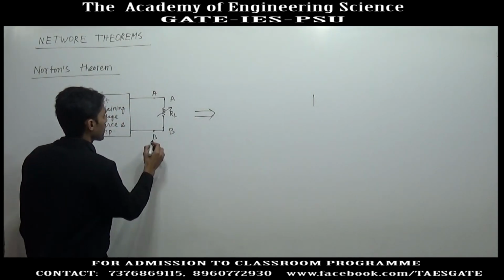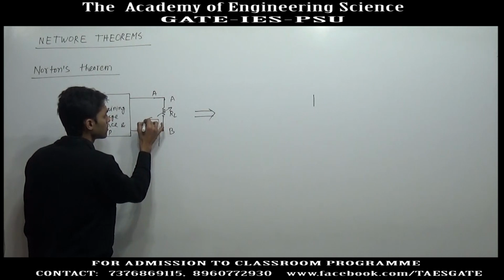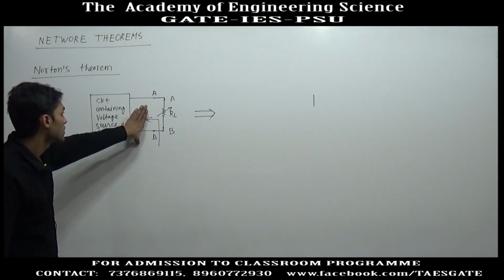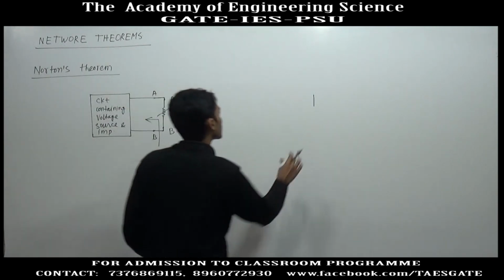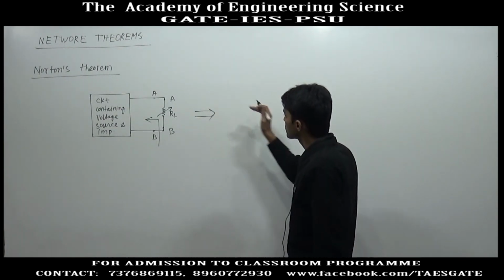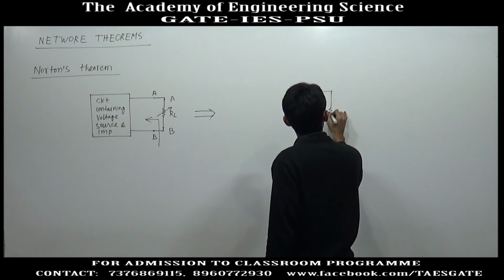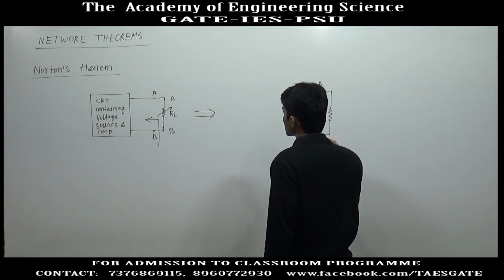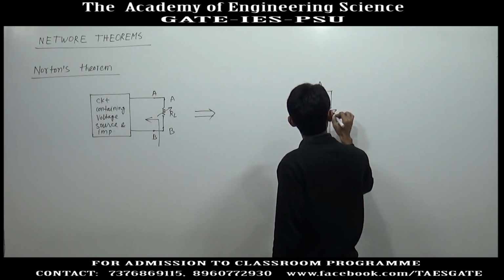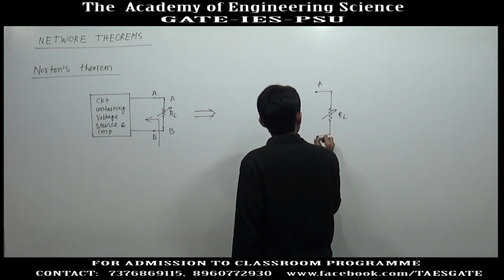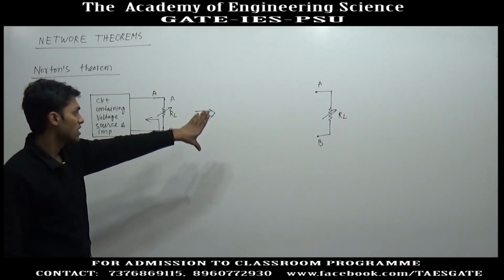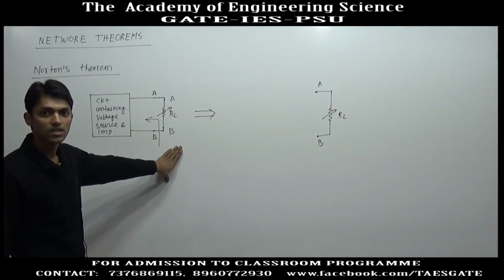So if we want to find out the Norton's equivalent of this circuit, left to the points A and B, the part of the circuit which is right to the points A and B will be the same. This is A, this is B, and this is the load resistance, and left to terminals A and B, there will be a Norton's equivalent circuit.